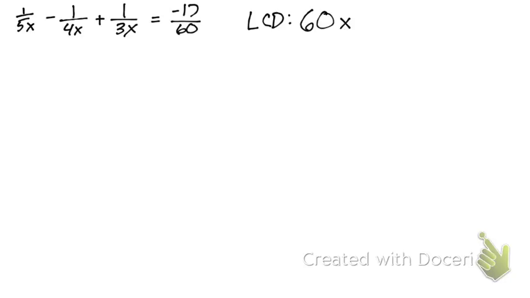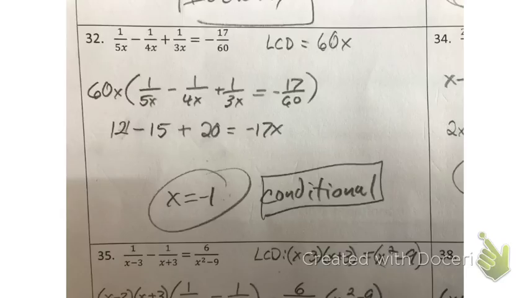And let me put the answer up. So if I multiply both sides by 60x, we're going to clear the fractions and end up with x equals negative 1, which is conditional because if I plug negative 1 back in, it does not cause a problem. It does not create a 0 in our denominator. Is that good enough, or do you want me to? Yeah, that's good. Okay.